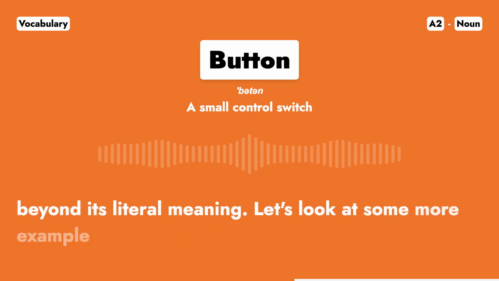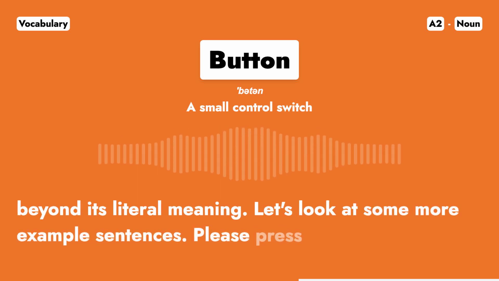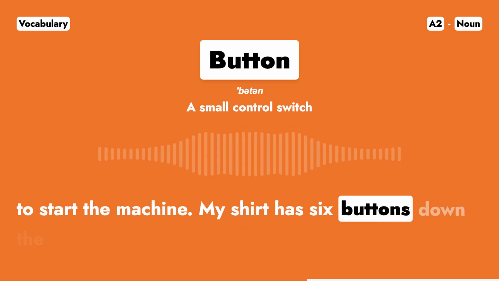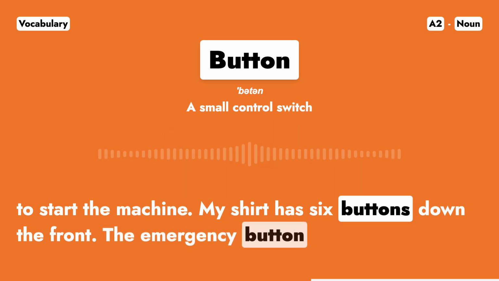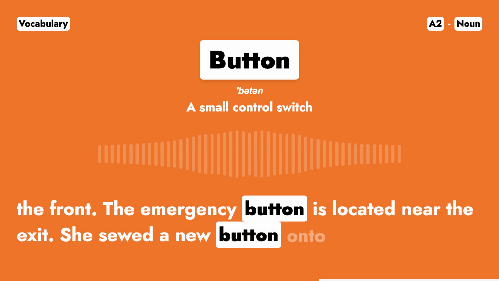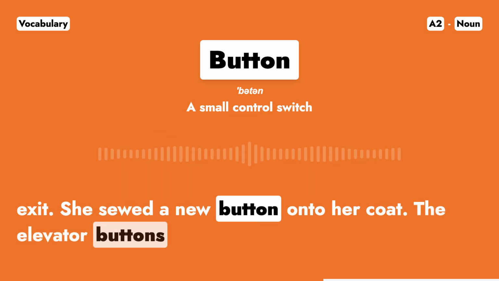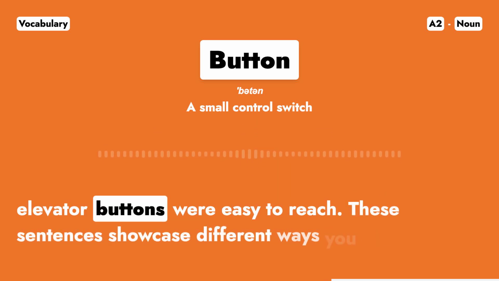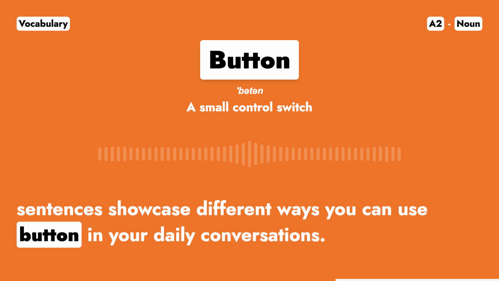Let's look at some more example sentences. Please press the green button to start the machine. My shirt has 6 buttons down the front. The emergency button is located near the exit. She sewed a new button onto her coat. The elevator buttons were easy to reach. These sentences showcase different ways you can use button in your daily conversations.